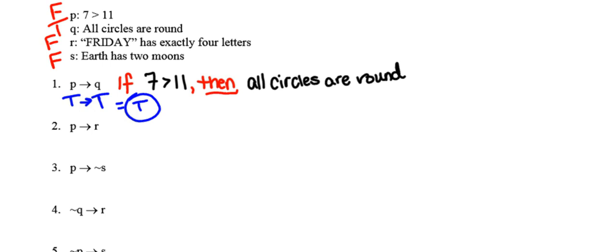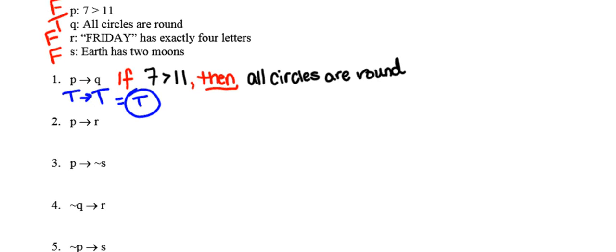Let's see how that might look for number 3. Number 3 says, if P, then not S. We said that P was a false statement. We said that not S, well, if S is false, not S is going to be true. Looking at these truth values, false, or F, comes before T in the alphabet, making the conditional true. Notice that I was able to determine the truth value before I even wrote the sentence in English.